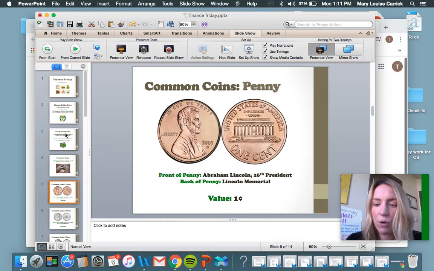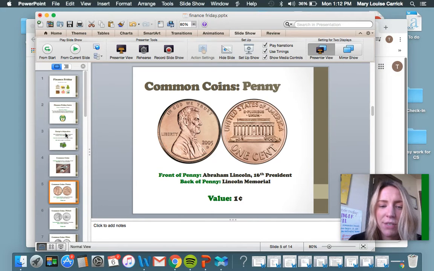So the first common coin I want to talk about is a penny. And the penny, as you can see, is coppery colored, made mostly of copper. On the front of the penny, we see President Abraham Lincoln. He was our 16th president. And on the back, we have the Lincoln Memorial, which is a monument or structure that was built in honor of Lincoln after he died.